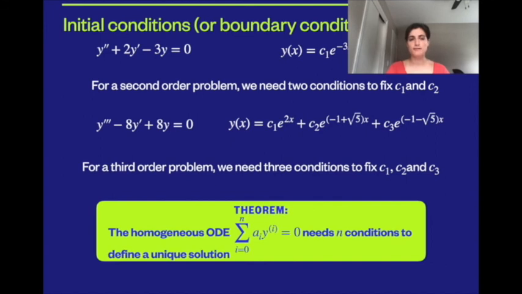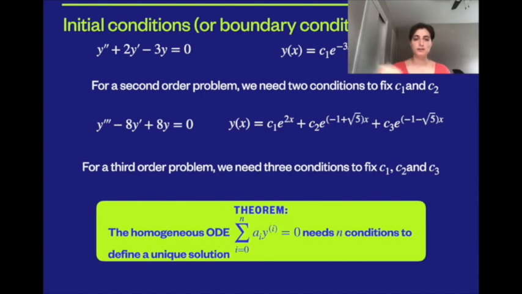Let's look at what we have found until now. We have a second order equation that we can solve and find a sum of two simpler solutions. So we need two conditions to fix C1 and C2. Then we have looked at a third order problem that sprouted three unknowns, C1, C2, and C3. This is a general pattern that we can turn into a theorem: if you have a homogeneous linear ODE, it needs n conditions to define a unique solution.